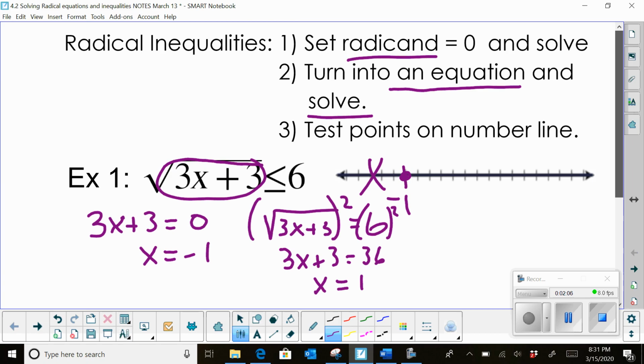So we're going to come over here. Okay, here's 11. And because it was less than or equal to, that's a closed circle as well.